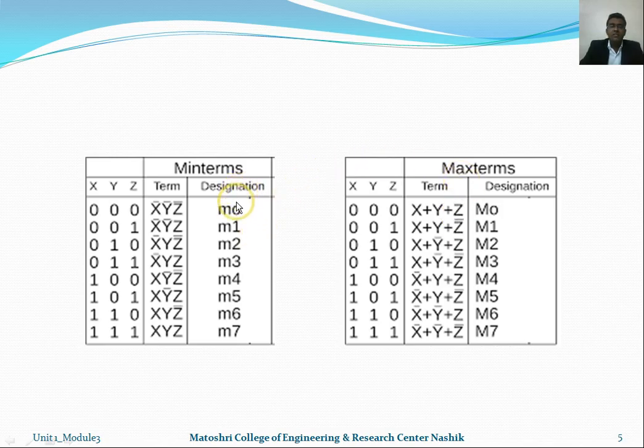The designation as small m is indicated for the minterms. Similarly, in the case of maxterms, capital M is the designation, and for 0 to 7 it can be indicated like that. So just keep in mind: in minterms, 0 is complemented, whereas in maxterms, 0 is not complemented, and vice versa.